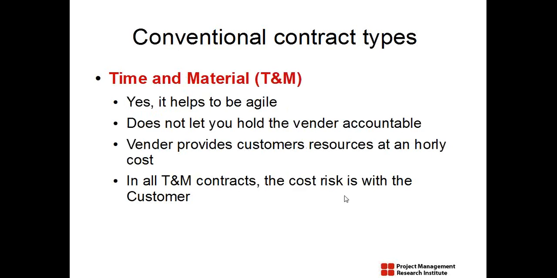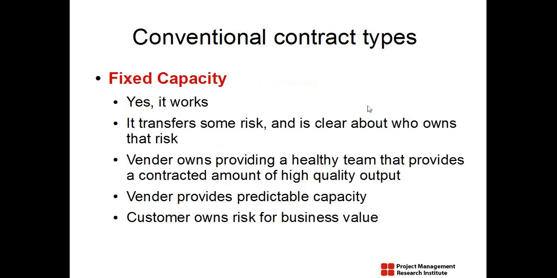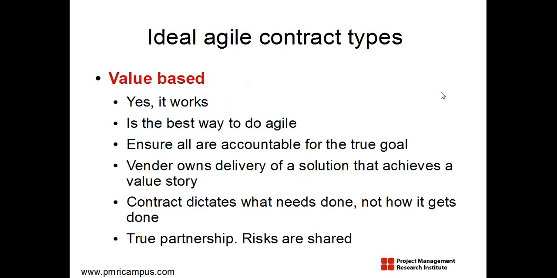Then okay, we have time and material. Yes, it helps agile to be agile. Now here the problem is, when I say vendor, the supplier is not at all accountable for anything. So based on the timesheet, now you get the money.